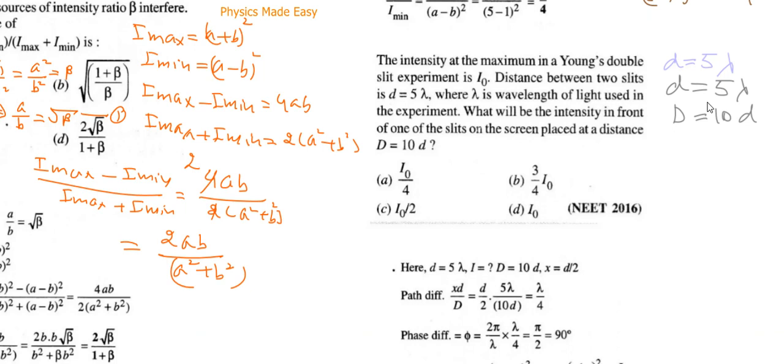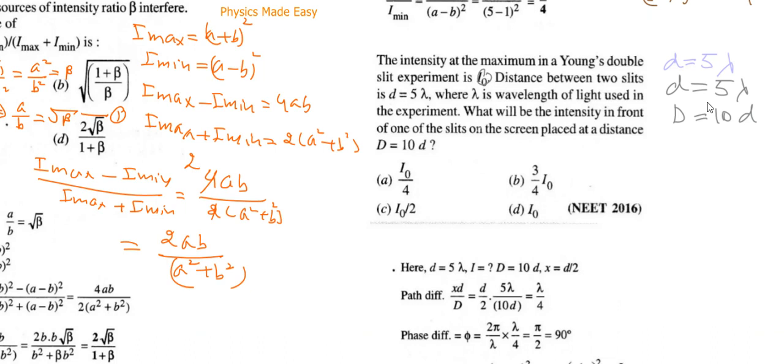Now, let me read the statement. The intensity at the maximum in Young's double slit experiment is I naught. First, this is I naught. Distance between two slits is this, where lambda is the wavelength of the light used in the experiment. What will be the intensity in front of one of the slits on the screen placed at a distance of this, capital D equal to 10d?